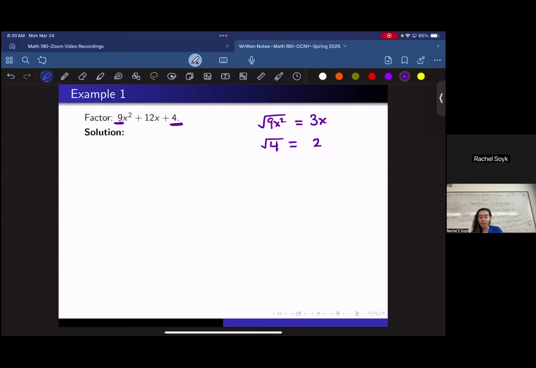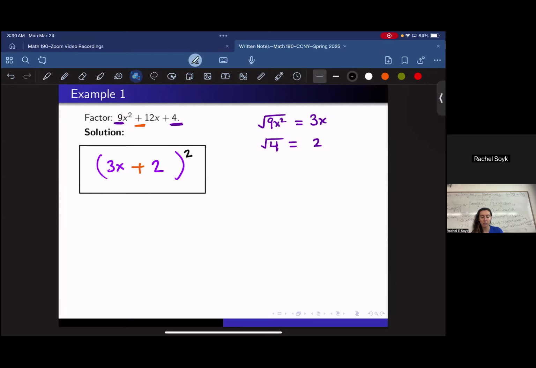2. And then what's the operation for that middle term? It's a plus. So essentially, we can just factor this into 3x plus 2. And then what are we missing? We're missing our little exponent, raising it to the second power. And we're done. Now, if you're not convinced this is the factored form, let's check our work.